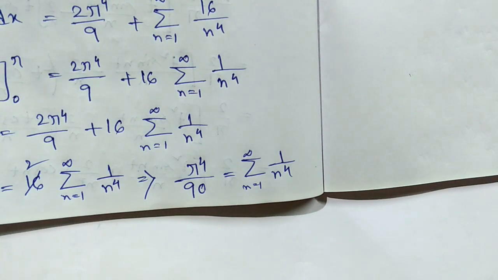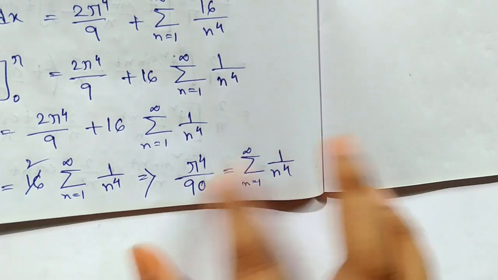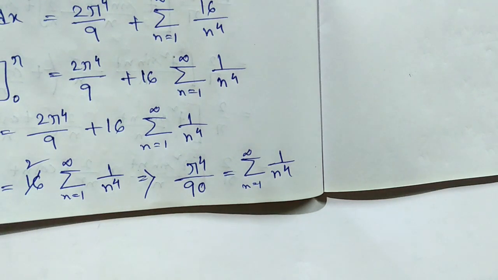So using Parseval's identity, we can find out this type of problems and this type of provable problem.